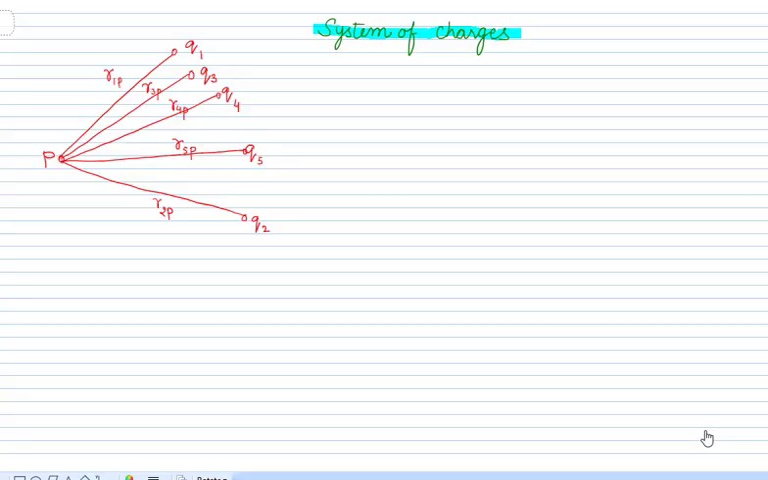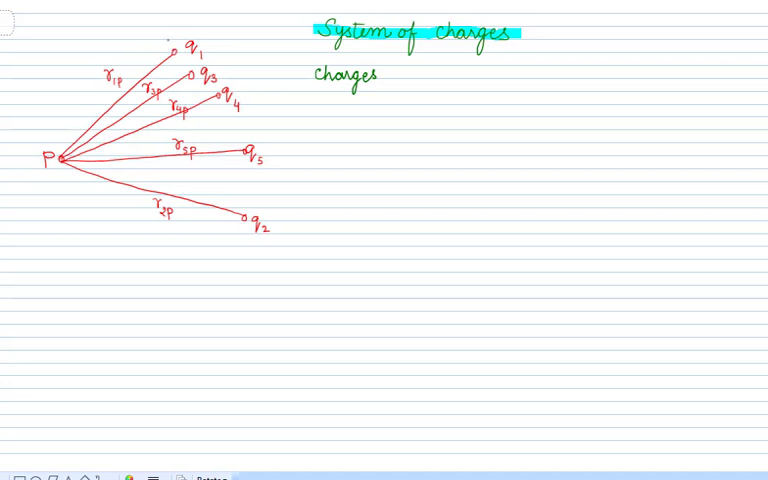Hello students, now we will study electrostatic potential due to a system of charges. So we consider a system of charges. We are having many charges. In the diagram we have shown only 5 charges, Q1, Q2, Q3, Q4 and Q5, and in a similar way we can take small n number of charges which are kept at a distance.